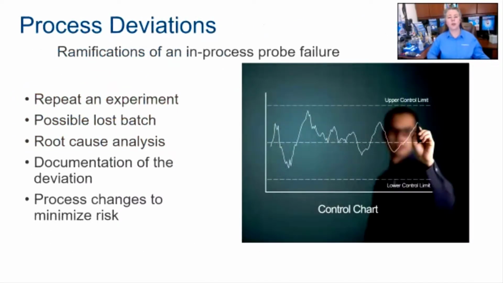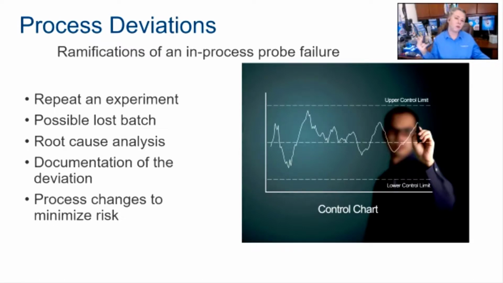The worst thing in the world that can happen is a process deviation. If a sensor fails during a cell culture and you are regulated by the 21 CFR, by FDA, by anything, you have to write what's called a process deviation report. You might have to repeat the experiment. You might lose the batch and have to throw it out.